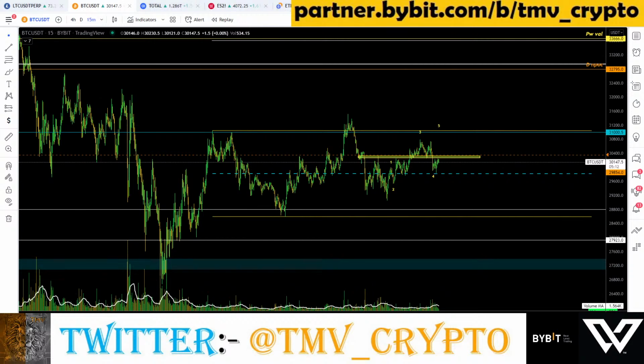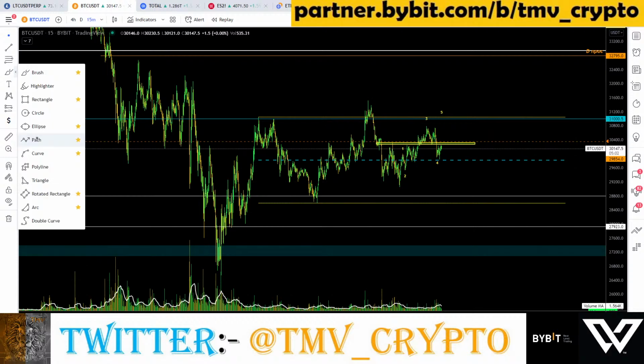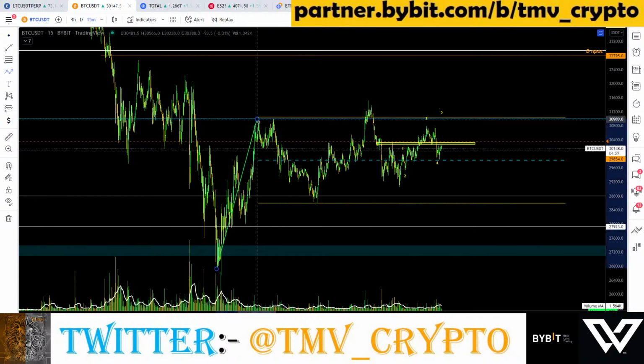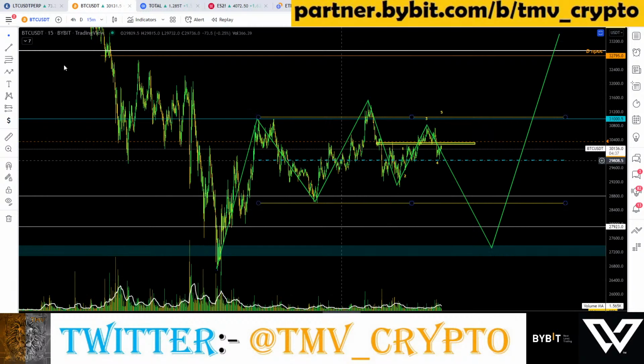So here is what I'm anticipating on the BTC on the lower time frame. There are two possibilities over here. The first possibility is we literally do this: this whole move up was W, this is A, the upside was B, and then we have C here, which takes BTC to the levels of 27k or 27.3k. So there is a possibility. This green move is your first possibility.